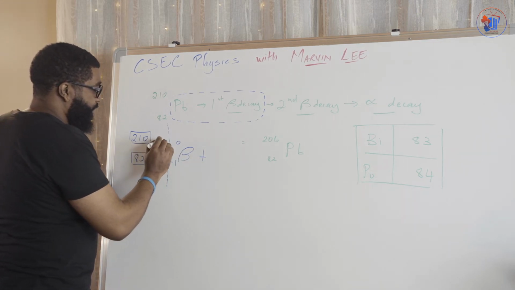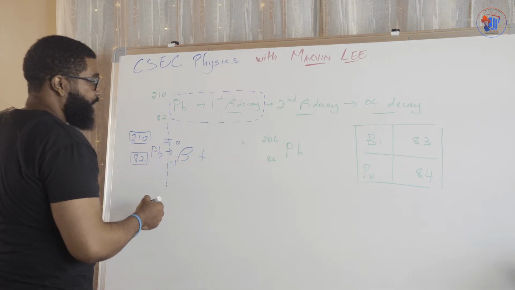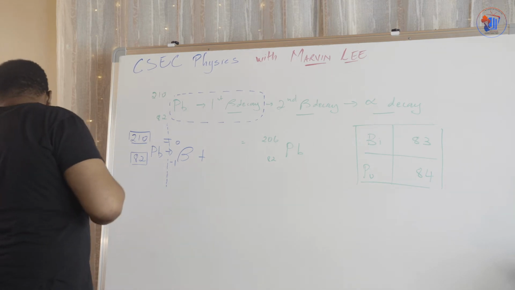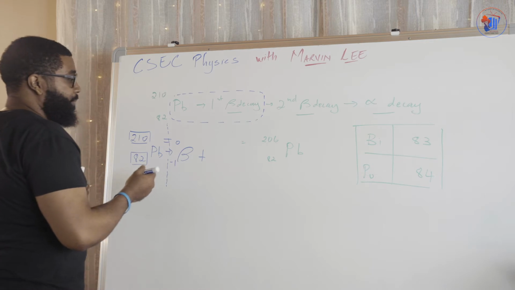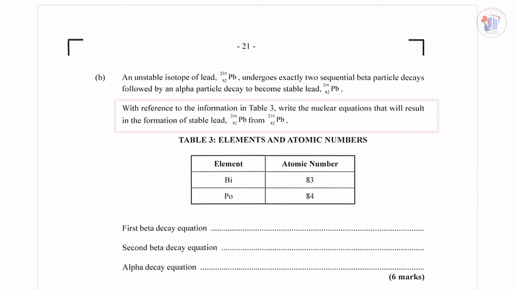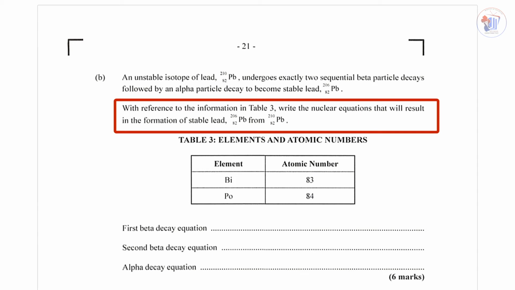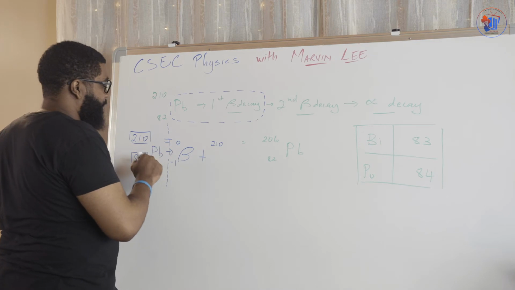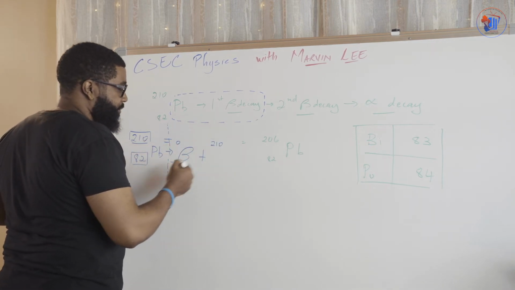So 210 essentially is equal to 0 plus something. And surprisingly, that would actually be equal to, well, with reference to the table, write the equations that will result. I'm just reading the question again. With reference to the information in table 3, write the nuclear equations that will result in the formation of stable lead. Now, again, this will be 210 because you're balancing the top independently, and 210 is equal to 0 plus, well, 210.